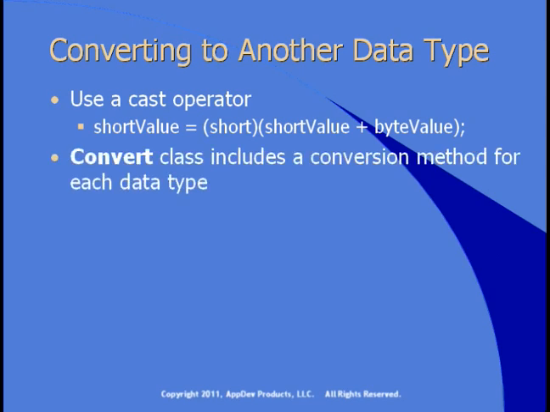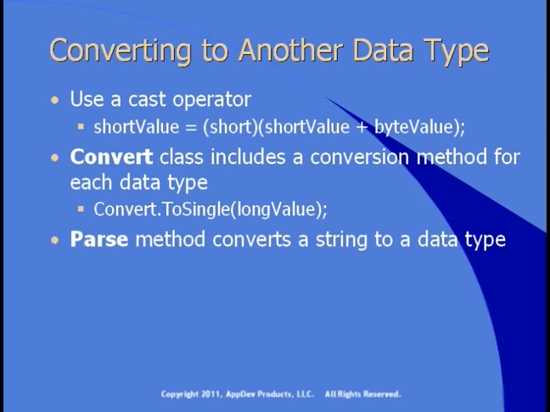Another option is to use the Convert class, which is part of the .NET Framework. And the Convert class provides a conversion method for each data type. So in this code we have a variable long value, which is a long, and we want to convert it to a single. So we call the ToSingle method of the Convert class and pass the long to it.